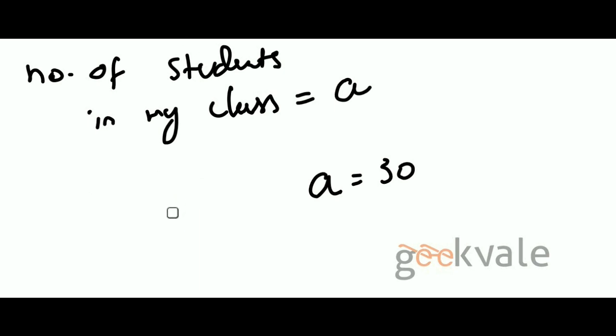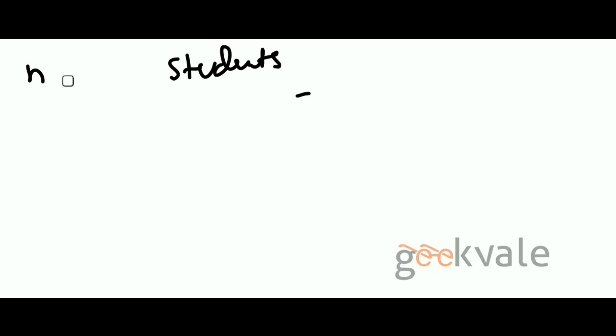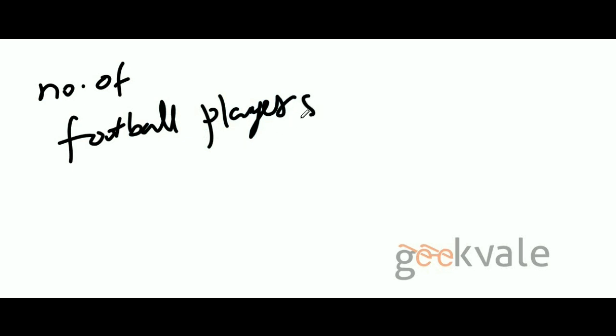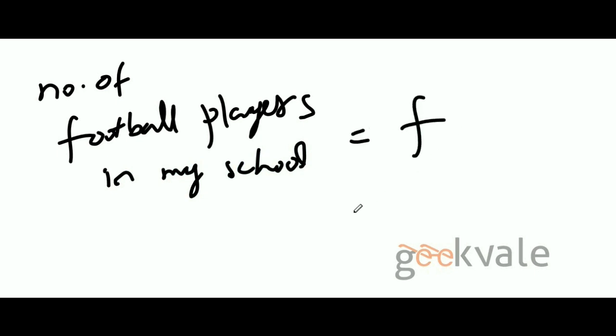Another example could be the pizza restaurant. Okay, let's not talk about that. Something different. Maybe the number of football players in my school, right? The number of football players in my school, let's call it F. Okay, and if there are 15 players, instead of saying that the number of football players in my school equals to 15, I can just say F equals to 15.